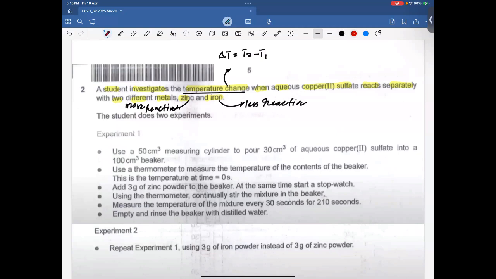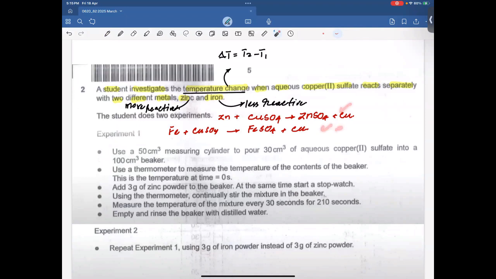So first of all, when zinc reacts with copper sulfate, it will turn to zinc sulfate and copper. And when iron is treated with copper sulfate, it will turn to iron 2 sulfate, which is a green color, and copper. Okay. So both of them are redox reactions, also called displacement reactions.